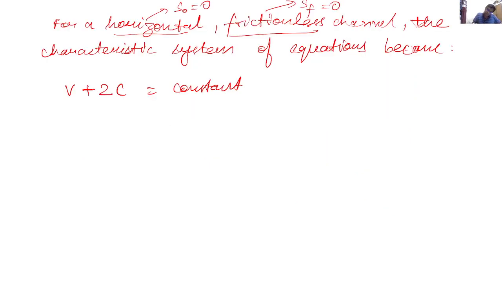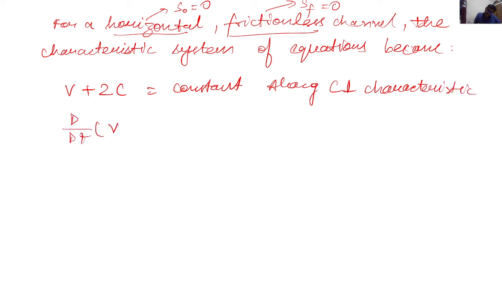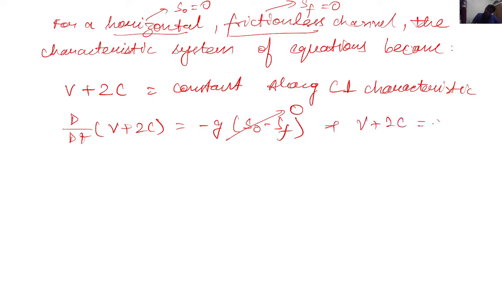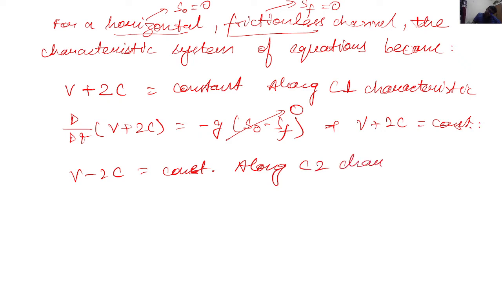So v plus 2c is constant along the C1 characteristic. This is nothing but D by Dt of v plus 2c equal to minus g times S naught minus Sf. This is 0, and D by Dt of v plus 2c is equal to 0, so v plus 2c is equal to a constant. This is how it is arrived at. And along the C2 characteristic, v minus 2c is constant.